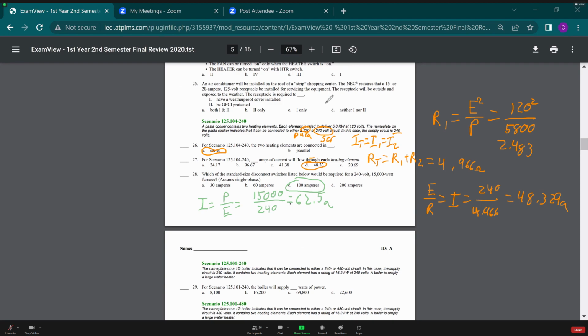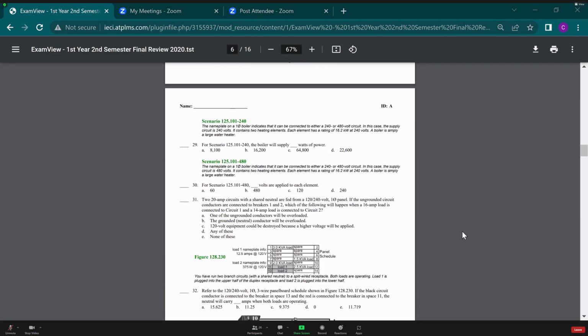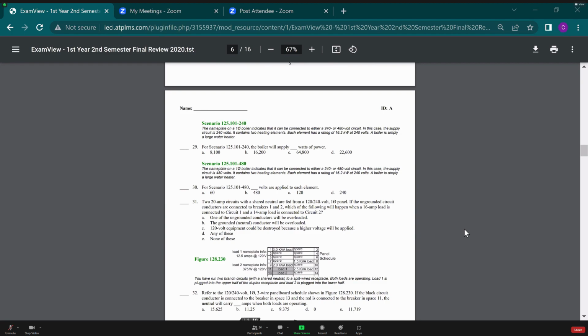Let's clear off this screen real quick. Pop on down. Number 29. For the scenario above, the boiler will supply blank watts of power.